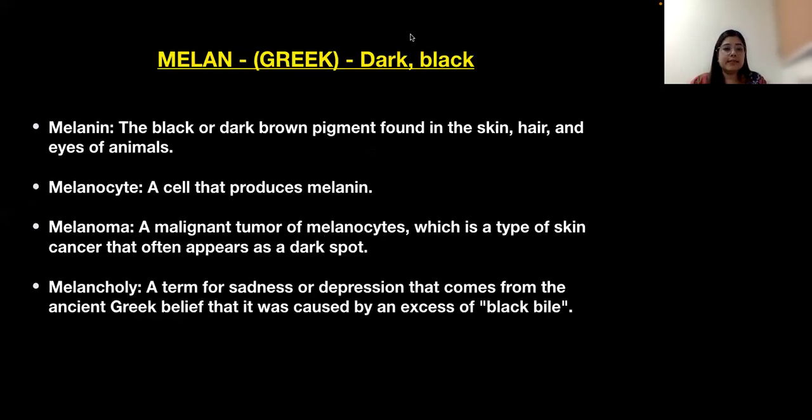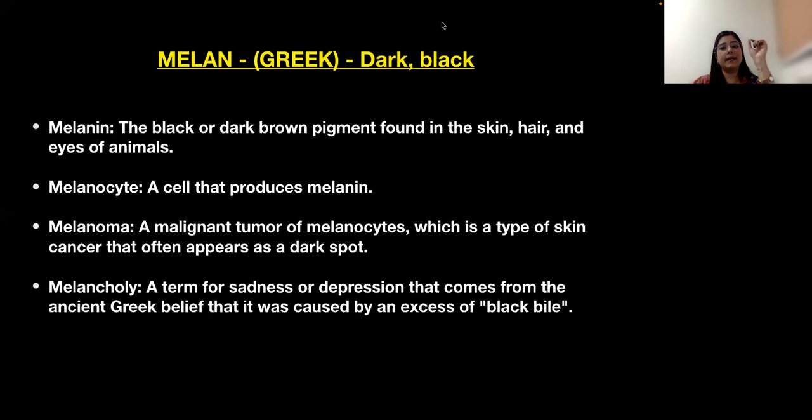Next, melan. Melan is the Greek word for dark or black. So melanin, it is the pigment, dark pigment, which is found in our skin cells, in our hair cells, and that pigment actually decides the skin color of a person. So someone who is very fair skinned probably has less melanin in their body, or their body produces less melanin.